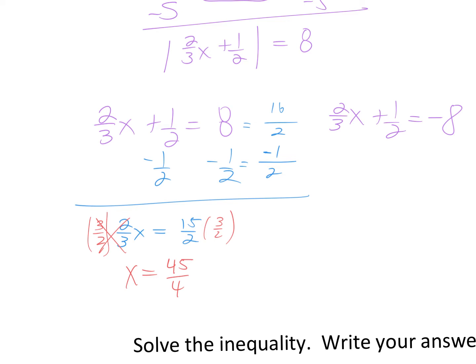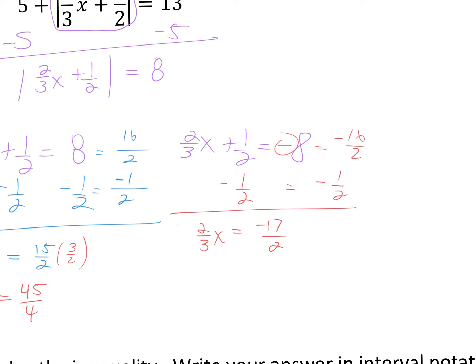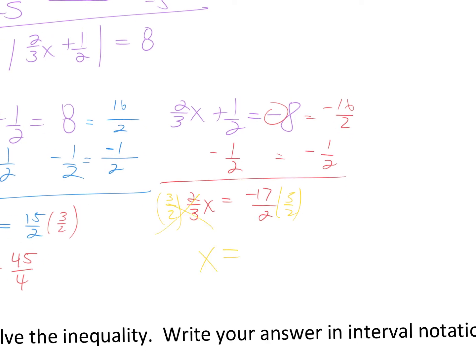We're going to do the exact same thing over here. We're going to have the same common denominator, all that. But notice, this is negative 1/2. This is negative 16 over 2. That negative stays with that 8. So you have 2/3 x equals negative 17 over 2. Multiply by the reciprocal, so 3 over 2, 3 over 2. And you get x equals negative 17 times 3 is negative 51 over 4.